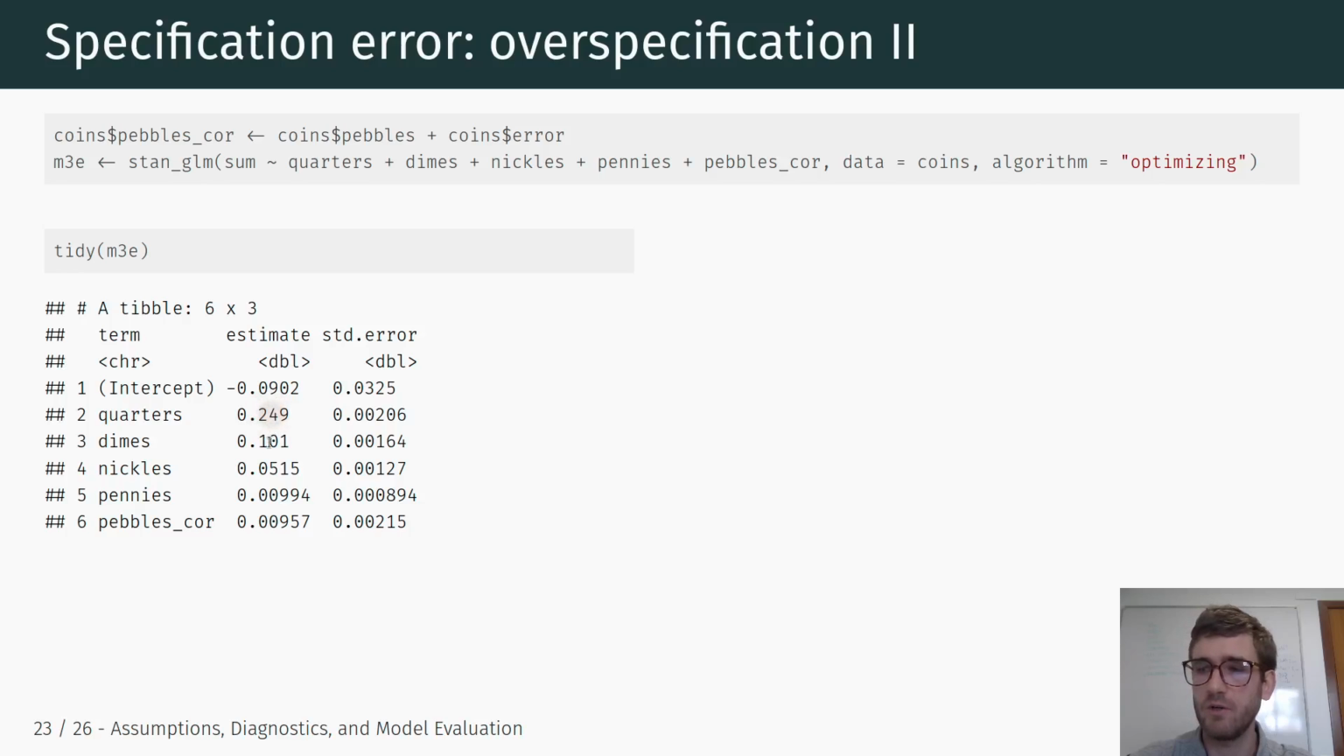Okay, specifically what we see here is that, while our estimates for our quarters, dimes, nickels, and pennies still look fine, there's no bias in these estimates, right? Because these are not correlated with the number of pebbles included in each pocket. But now all of a sudden, pebbles are estimated to have the same value, at least when we're looking at the point estimates, as pennies.